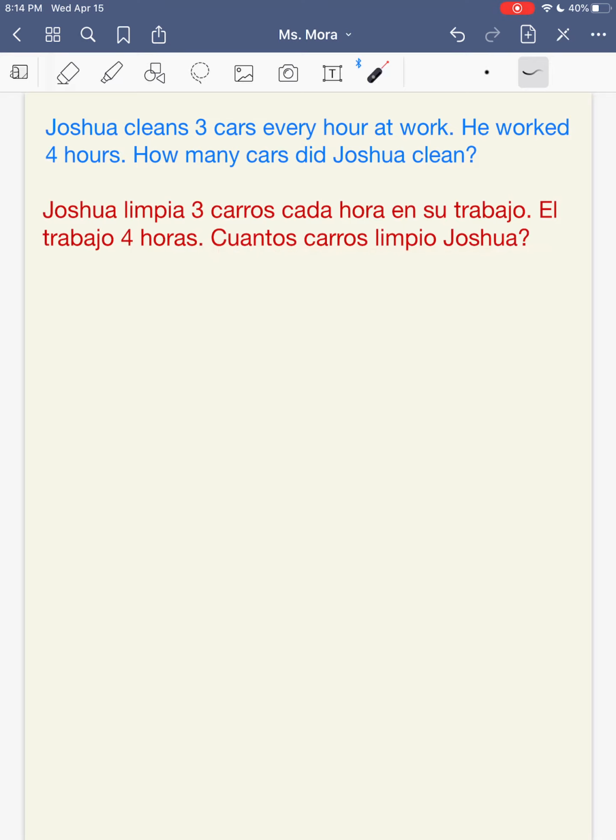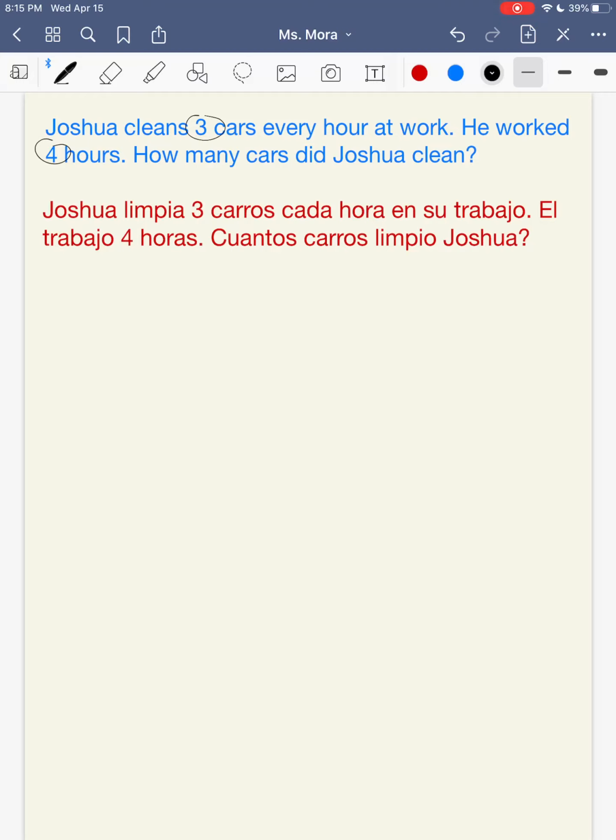So my first step is to circle the numbers. I see 3 and I see 4. Alrighty. Then I need to think about, we're not going to follow the usual steps that we do by boxing important words, because usually the important words that we look for are telling us to add or subtract. But here we are looking for how we're going to draw our array.